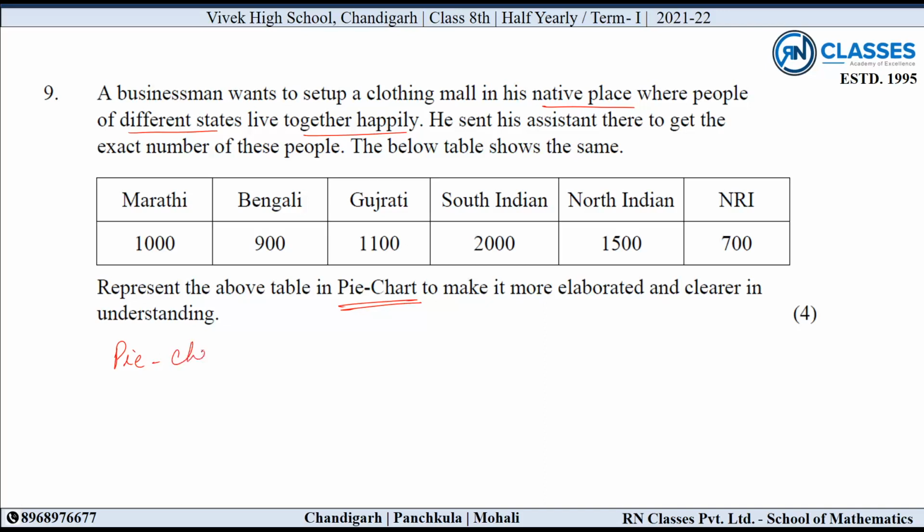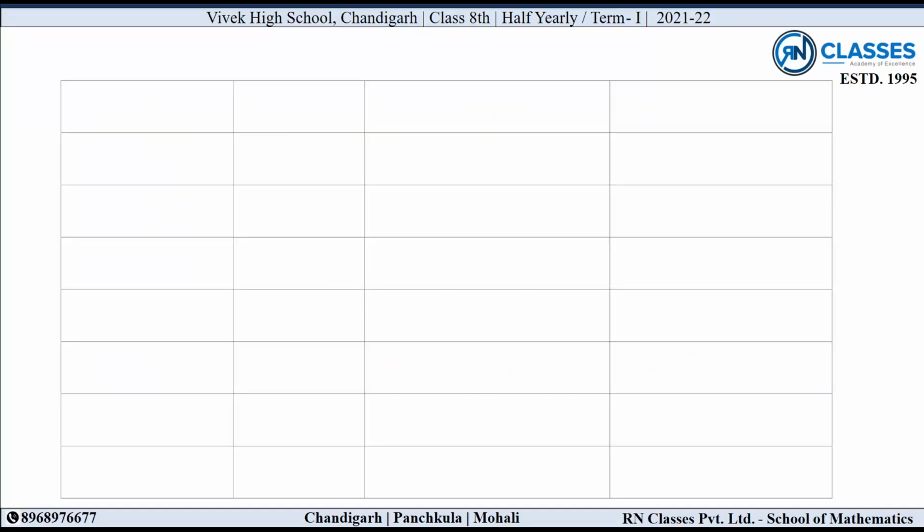Now, to make a pie chart, what do you need? We need central angles. And for central angles, what do we need? Fractions. That's it, we just have to make a table. Let's make the table. Here write states, number of people, fraction, and here central angle.